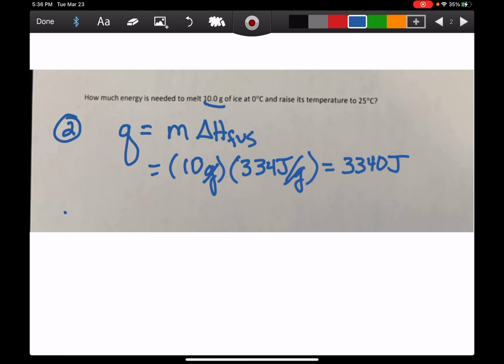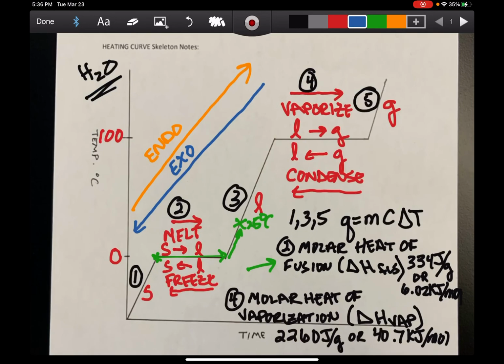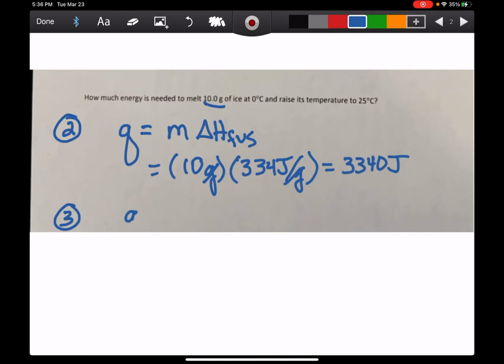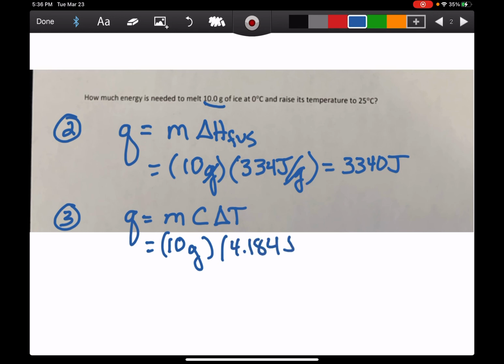Number 3, we're going to do the third part. Again, that is going from 0 up to 25 degrees Celsius on that chart. We're going to use MCAT. So Q equals M, C, triangle T. So I'm going to plug in my values. I have 10 grams of liquid water now. Specific heat of water. I gave that to you in your notes from last time. That is 4.184 joules per gram degrees Celsius.